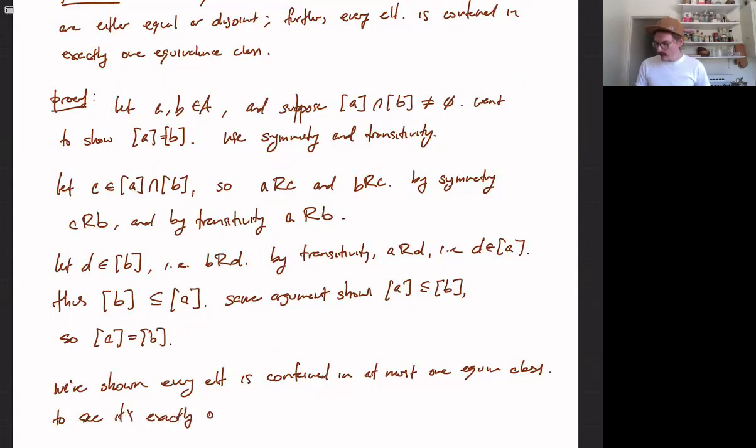To see that it's exactly one, you will notice that we have not used reflexivity yet, which is our third defining property of an equivalence relation. So here's where we use it. By reflexivity, A is contained in the equivalence class of A, and that shows that it is contained in some equivalence class. So it is contained in exactly one. And that completes our proof.